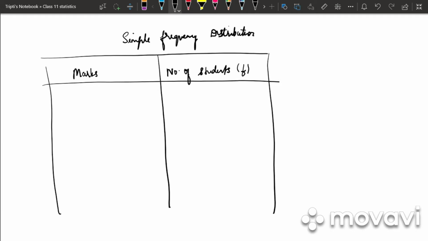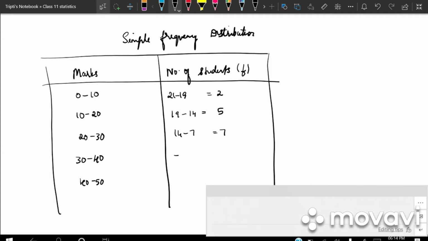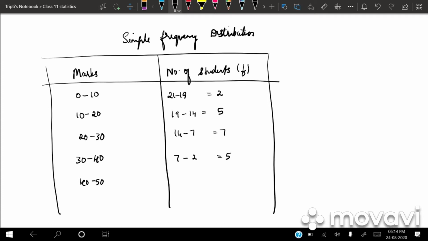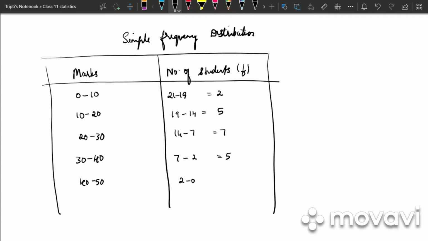First they have given us more than 0 and second is more than 10. So our first class interval will be 0 to 10. Then we have 10 to 20, 20 to 30, 30 to 40, 40 to 50. So number of students, the first one will be 21 minus 19, that is 2. Then 19 minus 14, that is 5. 14 minus 7 will be 7. 7 minus 2, 5. 2 minus 0 will be 2.